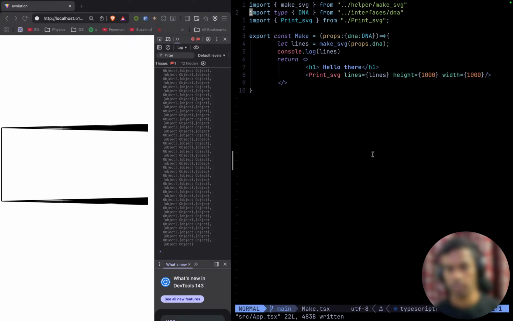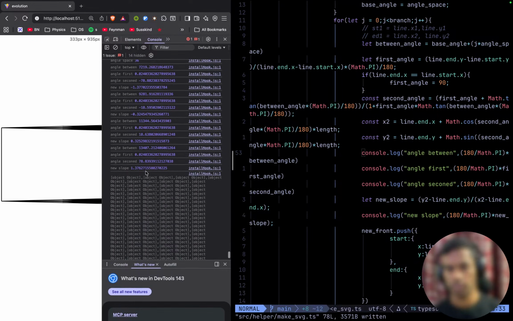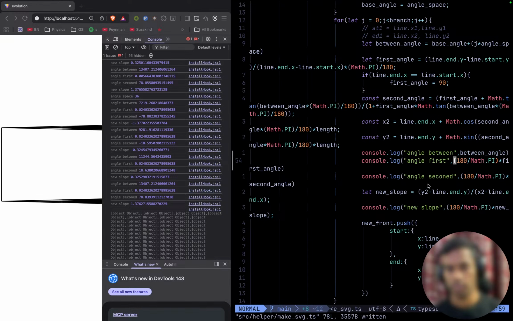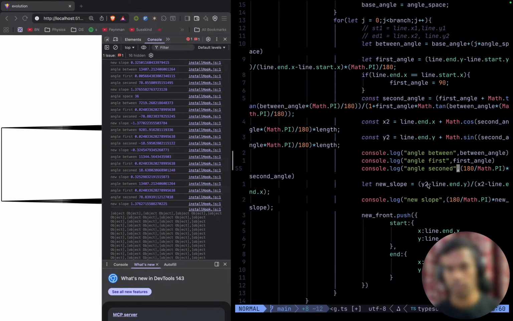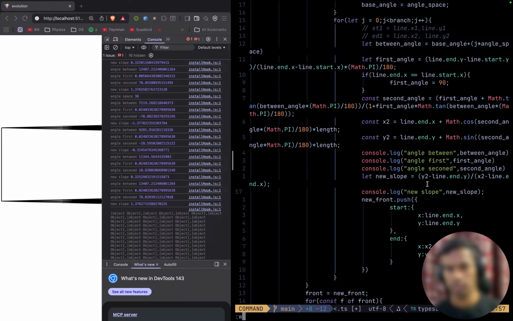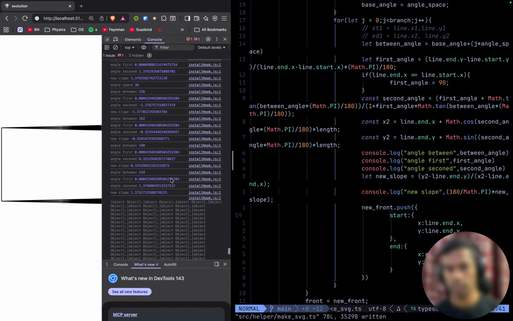This is bad. What are the angles now? We are getting negative angles and stuff. Yes, new slope, accept new slope. These angles are way too small. Angle between 239. Yes, these angles are way too small. Second angle, first angle, these are small.